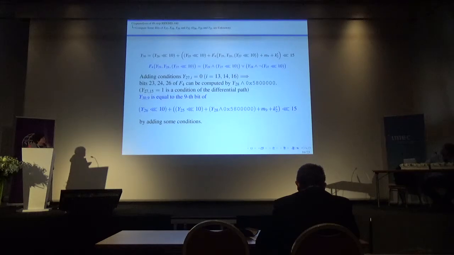The reason is as follows. Firstly, we add the 3 conditions. Then bits 23, 24, and 26 of f4 can be computed by this expression. Here, this condition on Y27 bit 25 equals 1 is a condition of the differential path. So we can't get the 25th bit of f4.